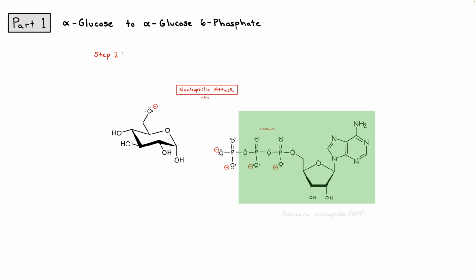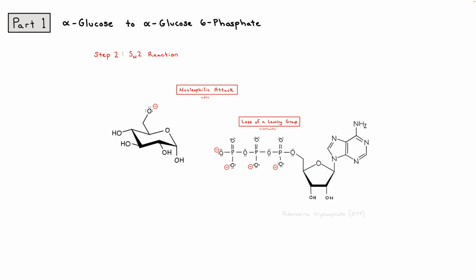To subtract that, we're going to do loss of a leaving group. That's the storytelling element that we're going to use. So really, everything in green here is going to act like a gigantic leaving group that's going to leave that phosphorus on the far left. Because the nucleophilic attack and the loss of a leaving group are happening at the same time, this is going to be an SN2 reaction.